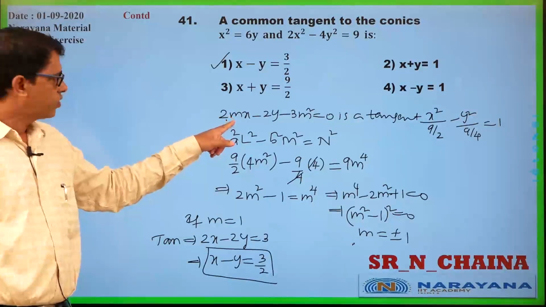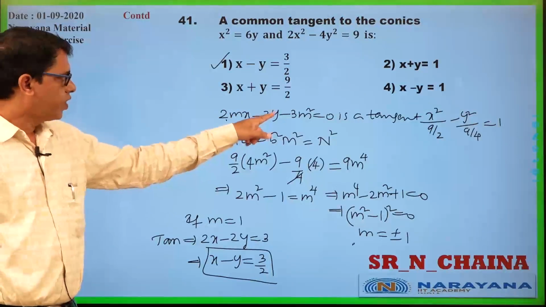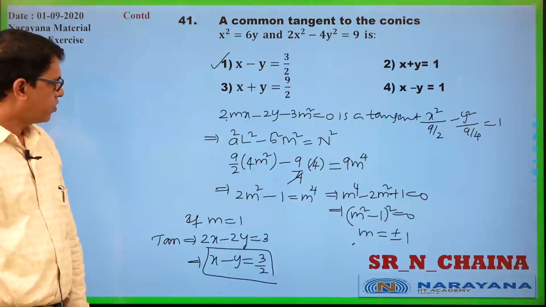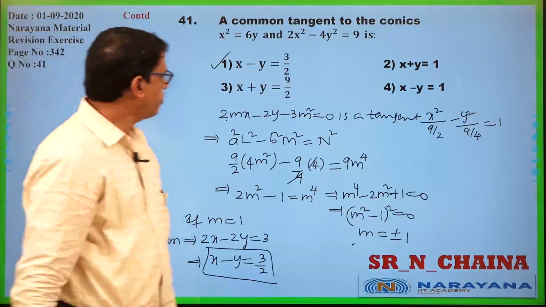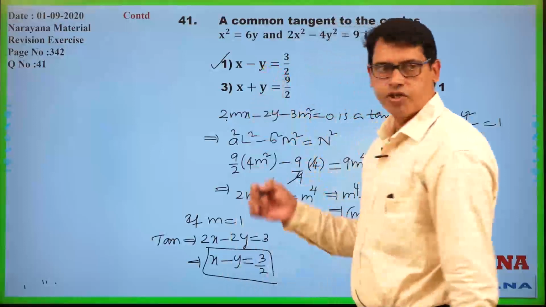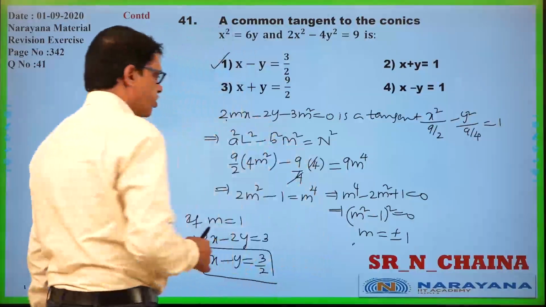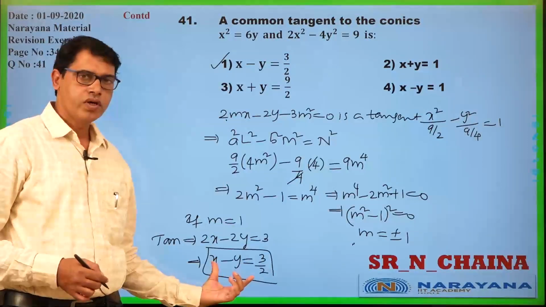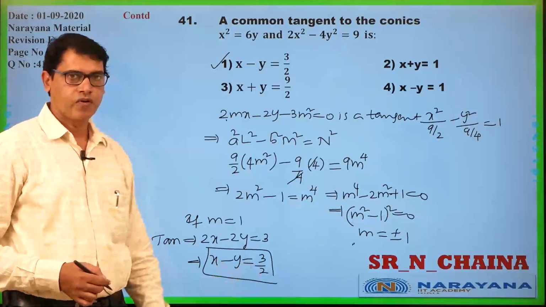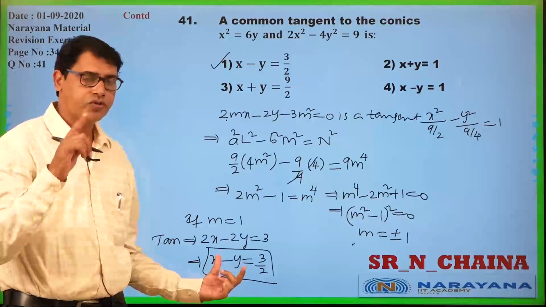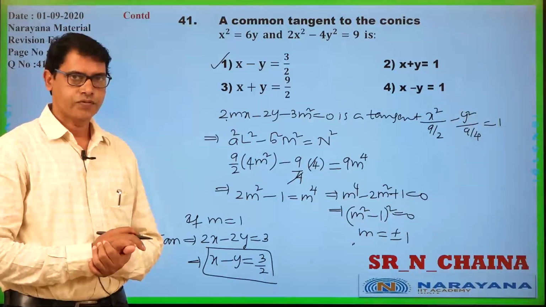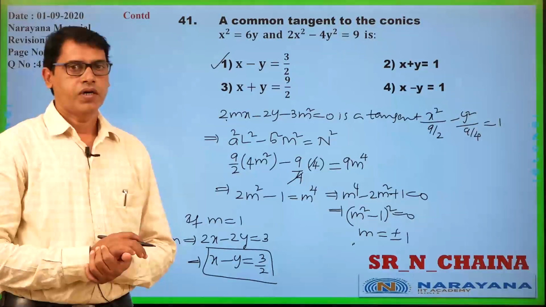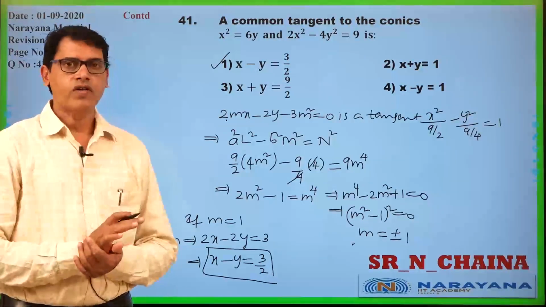Minus 2x minus 2y equal to 3 means x plus y is equal to 3 by 2. It is not there in the options, no? So obviously m is equal to 1. Then we have option 1, x minus y equals to 3 by 2. Okay? Again same concept, but the parabola was different.